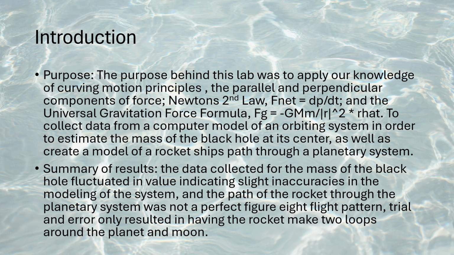Summary of the results. The data collected for the mass of the black hole fluctuated in value, indicating slight inaccuracy in the model of the system. The path of the rocket through the planetary system was not a perfect figure-8 flight pattern. Trial and error only resulted in having the rocket make 2 loops around the planet and moon.